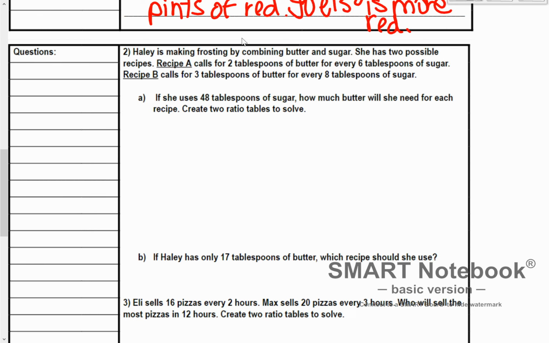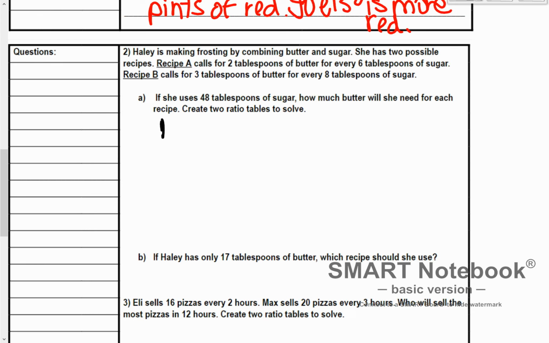Haley's making frosting by combining butter and sugar. She has 2 possible recipes. Recipe A calls for 2 tablespoons of butter for every 6 tablespoons of sugar. Recipe B calls for 3 tablespoons of butter for every 8 tablespoons of sugar. Okay. I'm going to skip over this question right now, and I'm just going to start setting up my table so far because I know that if I read too much information, my mind's going to get lost.